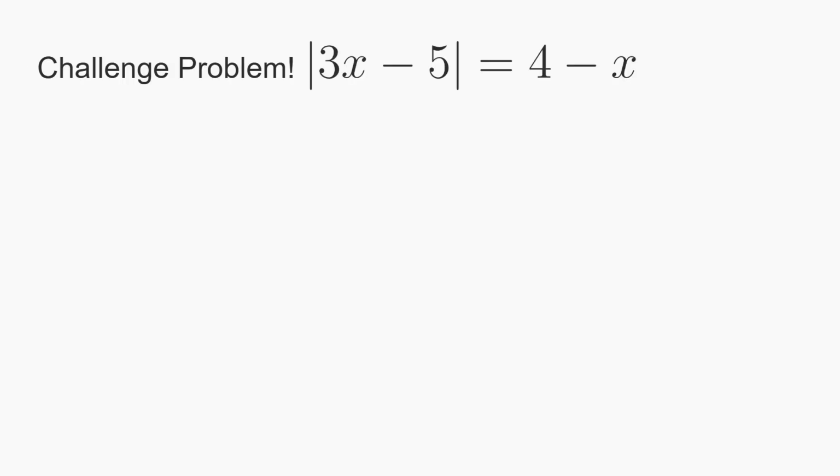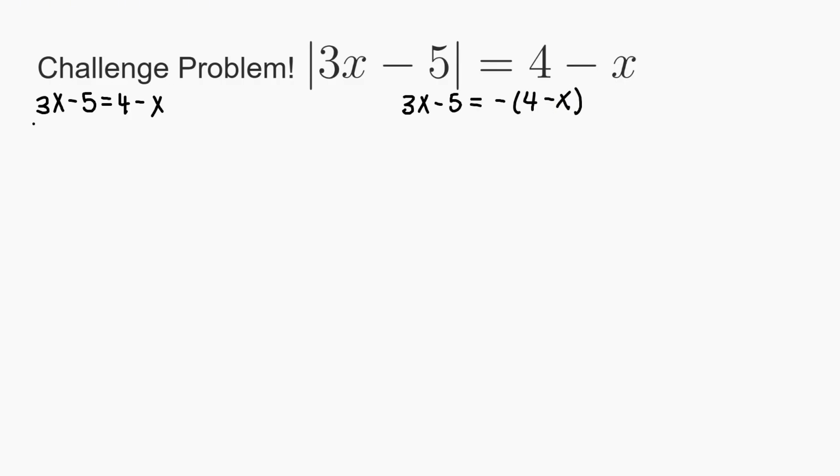We've reached our final challenge question. Now, let's solve. We're looking for the absolute value of 3x minus 5 equals 4 minus x. So, like before, we know this can be positive or negative, so we need to account for two cases. So, we have 3x minus 5 equals 4 minus x, one case. And we also have 3x minus 5 equals negative 4 minus x.